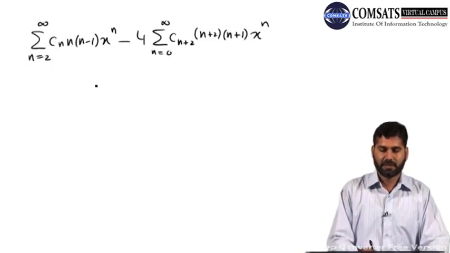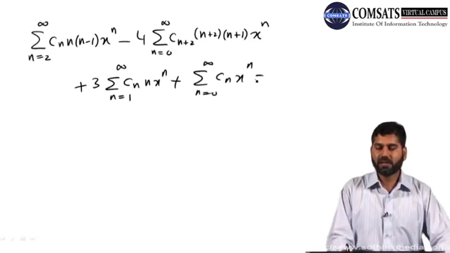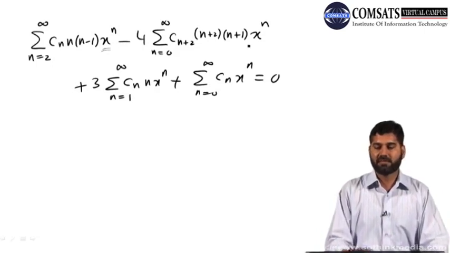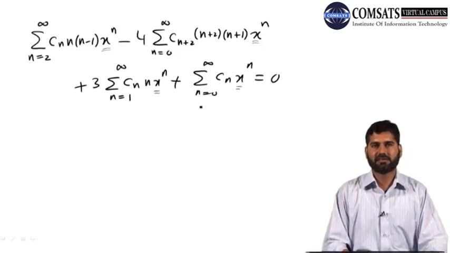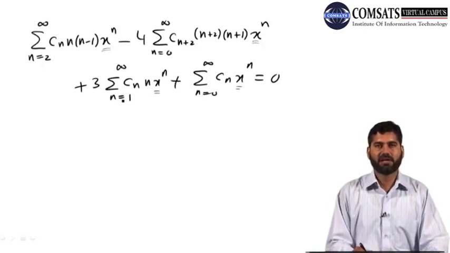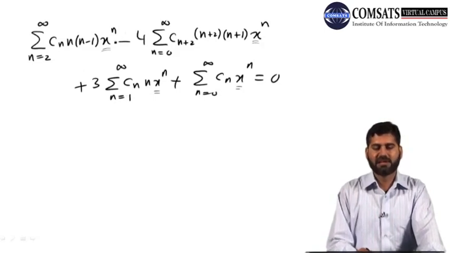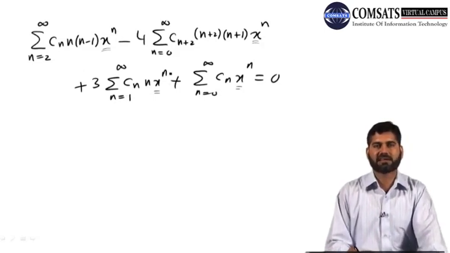All right, and then plus 3, summation n goes from 1 to infinity, n Cn xn, and plus summation n goes from 0 to infinity, Cn xn. Now xn is fine, each term has xn. But the summation index is still different. These both are starting from 0, but these are starting from 2 and 1. Now I cannot further change the index, because if I further change the index, this will not remain xn.